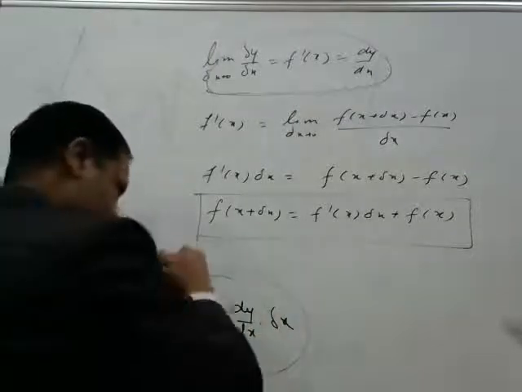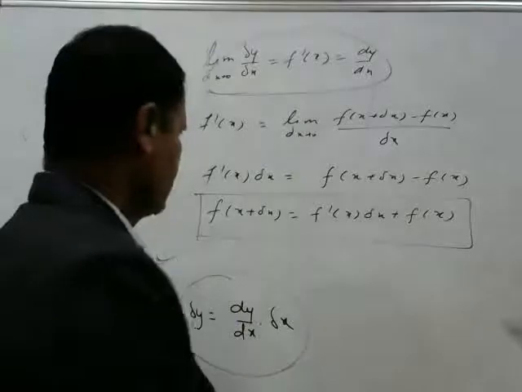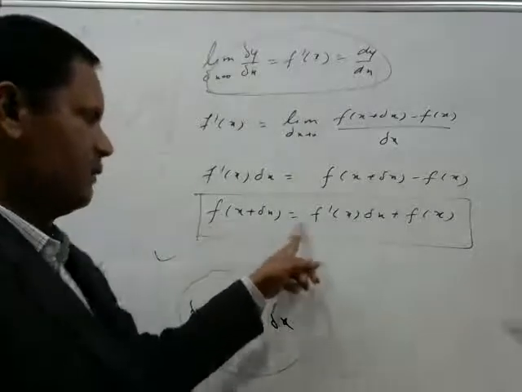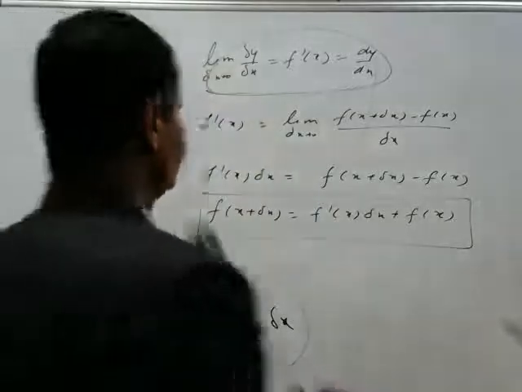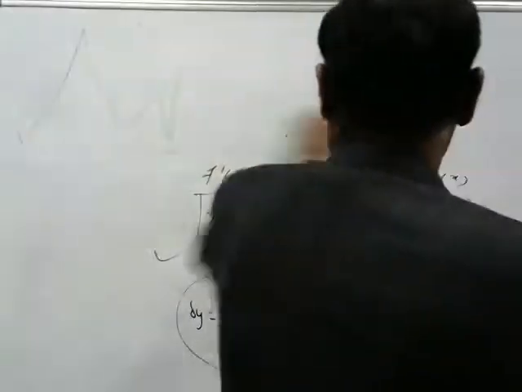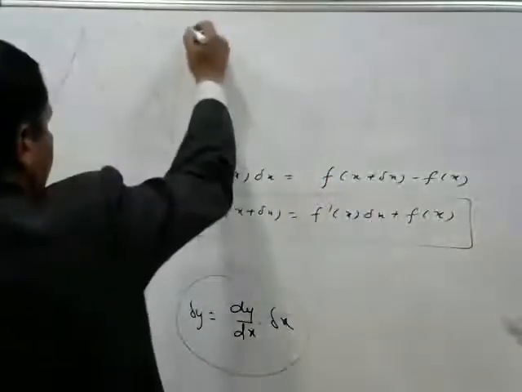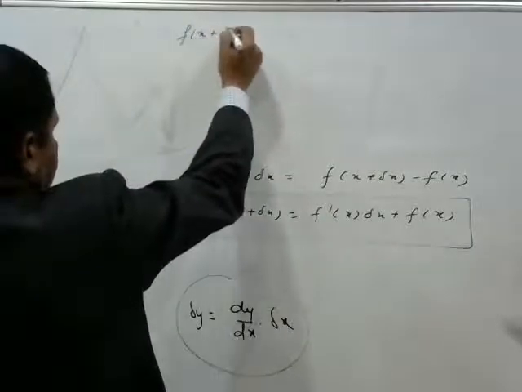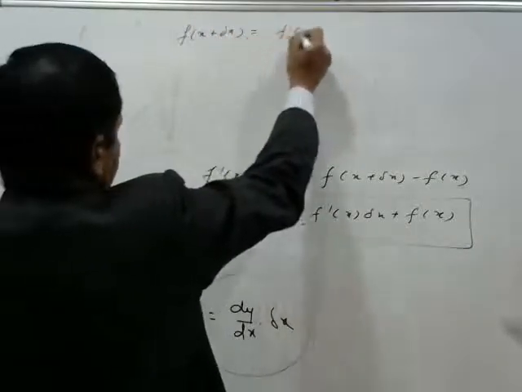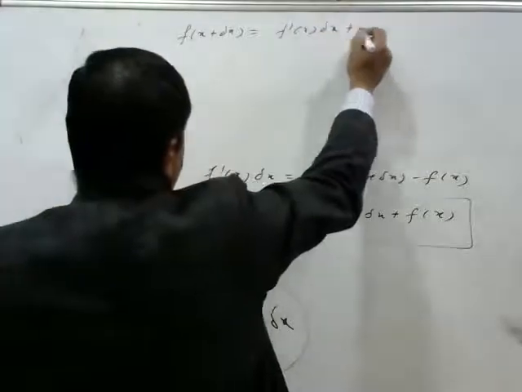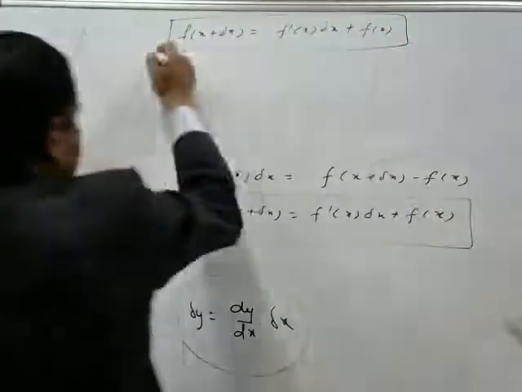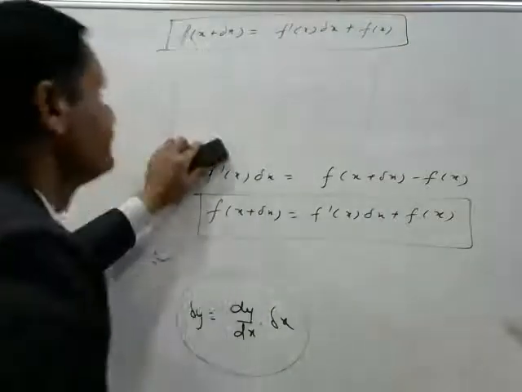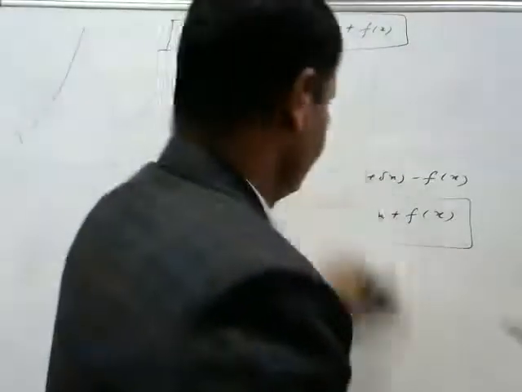But I will be solving the problems using this concept, that is f of x plus delta x is equal to f dash of x delta x plus f of x. Please remember this formula. Once I will write here now, f of x plus delta x is equal to f dash of x delta x plus f of x. This is the formula we are going to use to solve the problems of approximation.